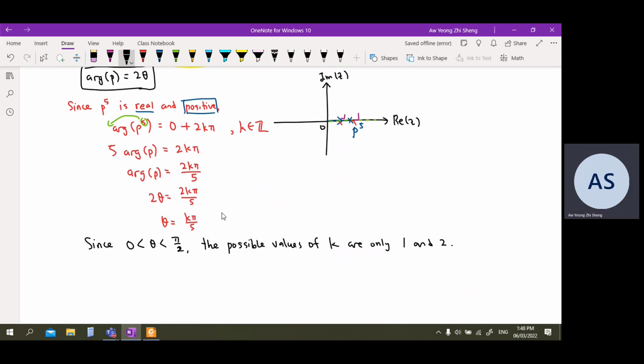Because if you take k equals to 1, you have pi over 5. If k is 2, you have 2 pi over 5, and that's all. You cannot take k equal to 3, because 3 pi over 5 is already more than pi over 2. So we don't take 3 pi over 5. You also do not set k to be 0, because if k is 0, you have an answer of 0, but you know 0 cannot be included as a value of theta. And negative values of k are not in our consideration here, because theta cannot be negative, based on the restriction given by the question.